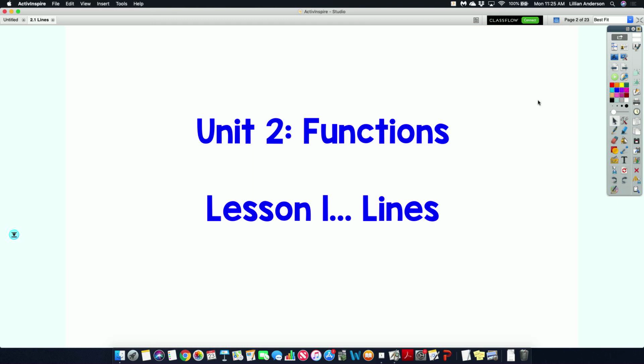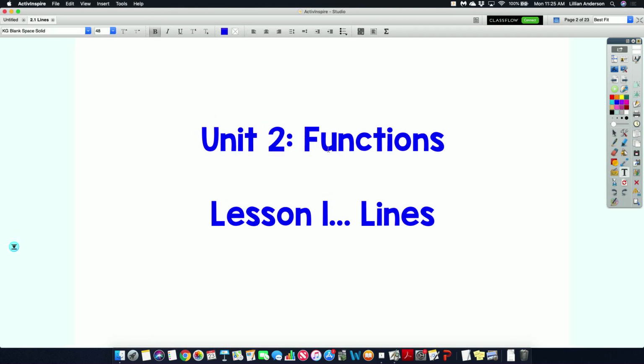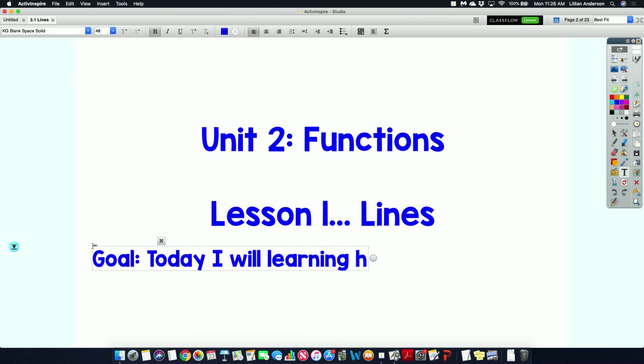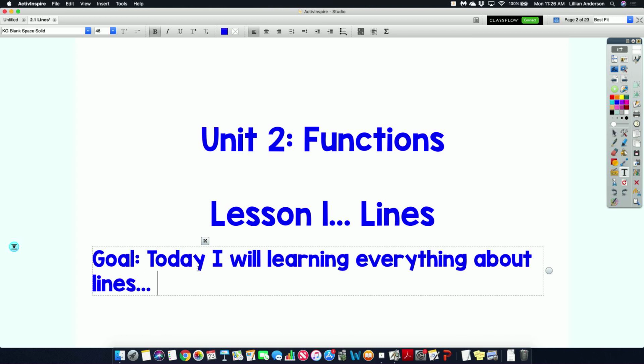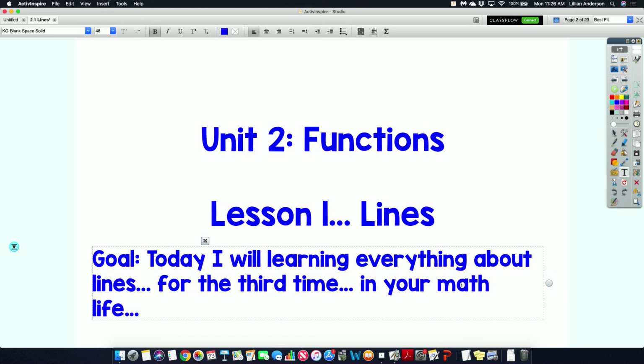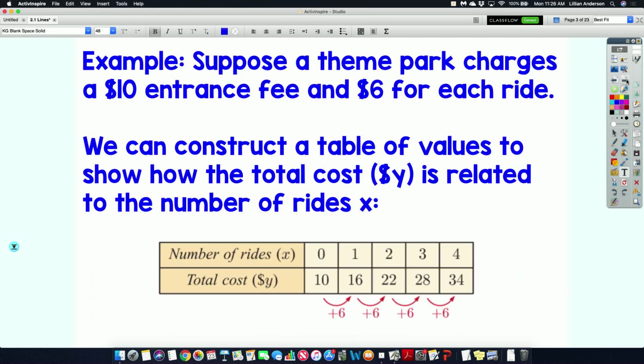All right, so today we are talking about lines, okay? Starting a new unit on functions. And so to rebuild your confidence, we're talking about lines. Yes, the basic lines, okay? And your goal today, you guys are going to be learning everything about lines for the third time in your math life, okay? So let's start it off.